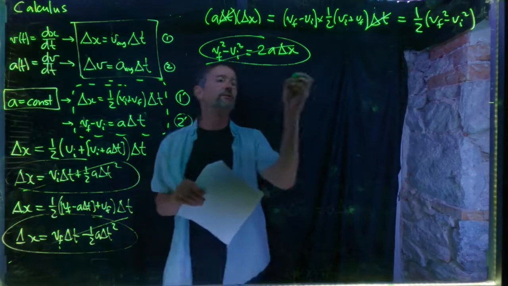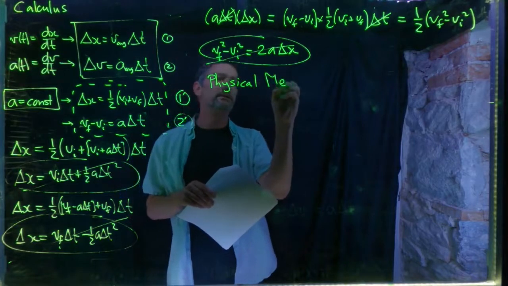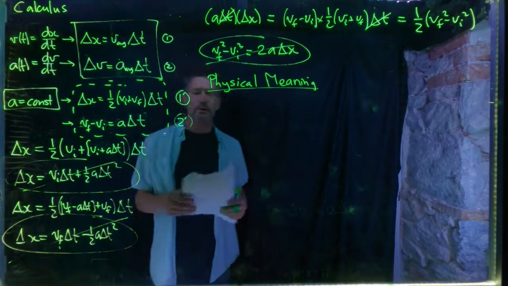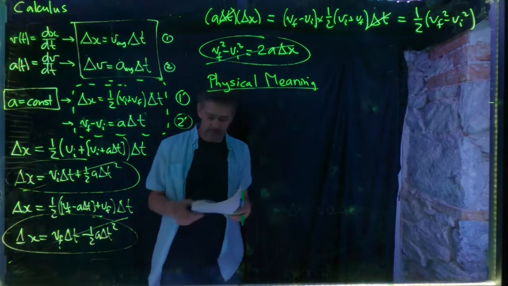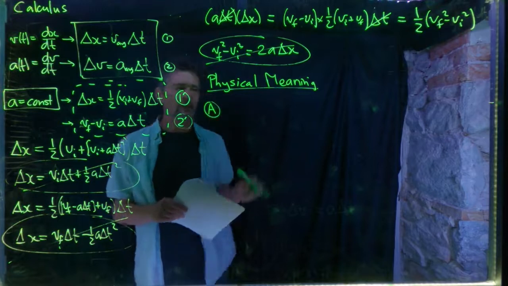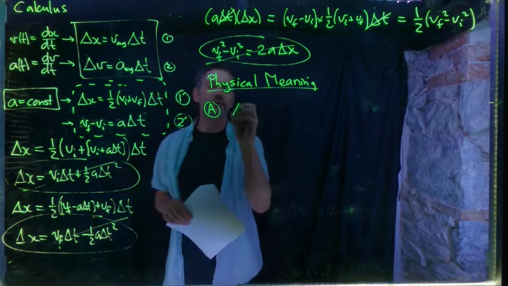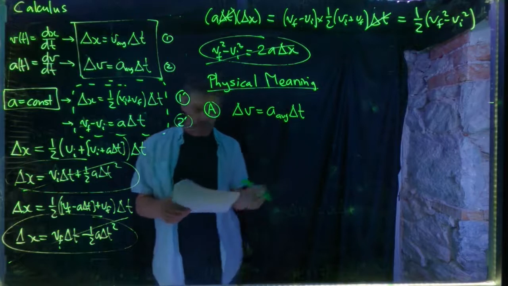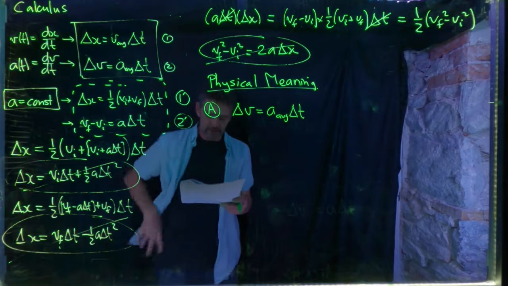So let's look at the physical meaning of these kinematical formulas. Physical meaning. Okay, so as physicists, we're always interested in the meaning of the equations that we're dealing with. What do they physically refer to? So let's take two cases, example A and example B. So let's look at this guy. Delta V is equal to A average delta T. Or in the case of constant acceleration, it's just A times delta T.